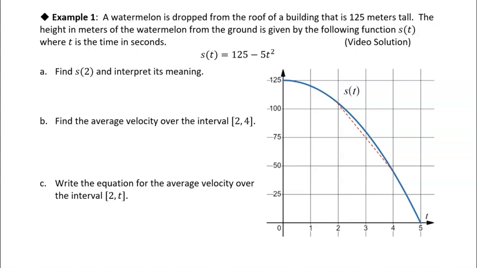We have a watermelon that is dropped from the roof of a building that's 125 meters tall, and the height of the watermelon from the ground is given by this function s of t, 125 minus 5t squared. Our first task is just to find s at 2. We're trying to find the height of the watermelon after 2 seconds. So we're going to put the value 2 into the equation and calculate it.